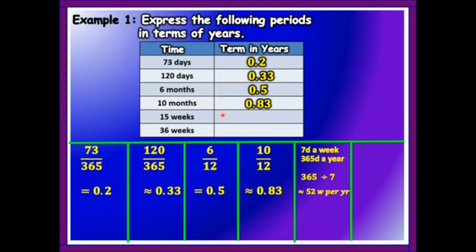So the given here is 15 weeks. We will convert it into years, so we will just divide 15 by 52. And that is going to be almost equal to 0.29. So this is 0.29. And the last given is 36 weeks. So we will just divide it by 52, and then dividing it, you will be having almost equal to 0.69 years. So that is 0.69. Okay, so let us proceed now.